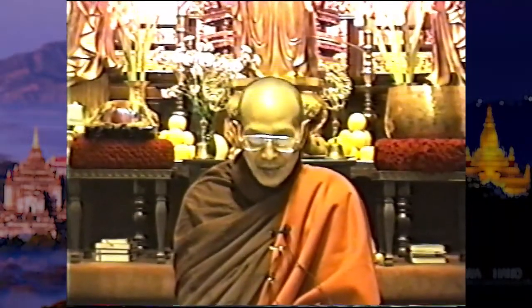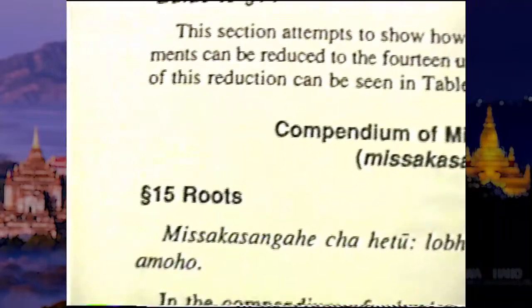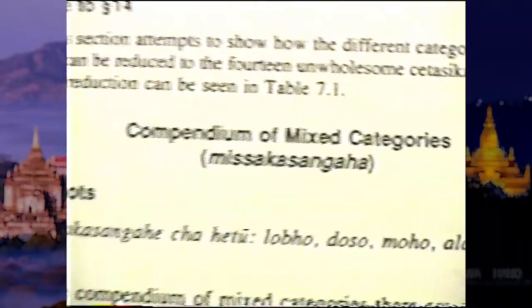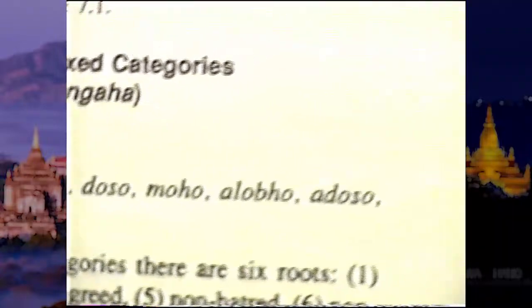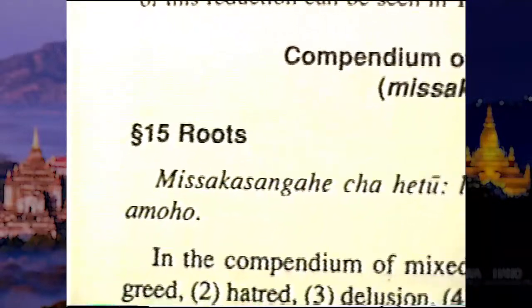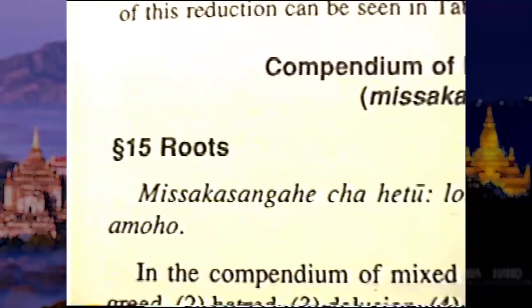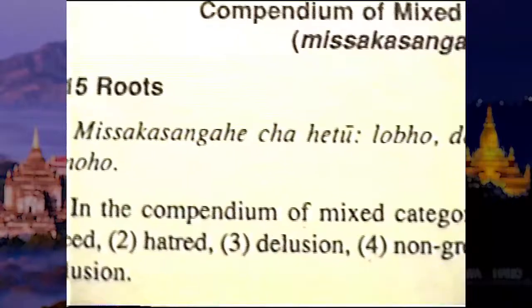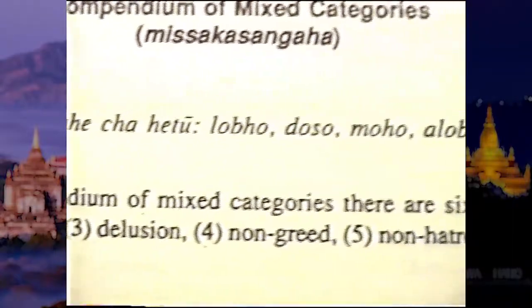So these 6, actually there are 6 cetasikas. These 6 cetasikas serve as roots for the concomitant cittas and cetasikas. So they are called roots, like roots of a tree. And lobha is identified as lobha cetasika, dosa as dosa, moha as moha, alobha as alobha, adosa as adosa, and amoha as amoha. So they are just the names of the original cetasikas. So there is no difficulty in identifying these hetus.